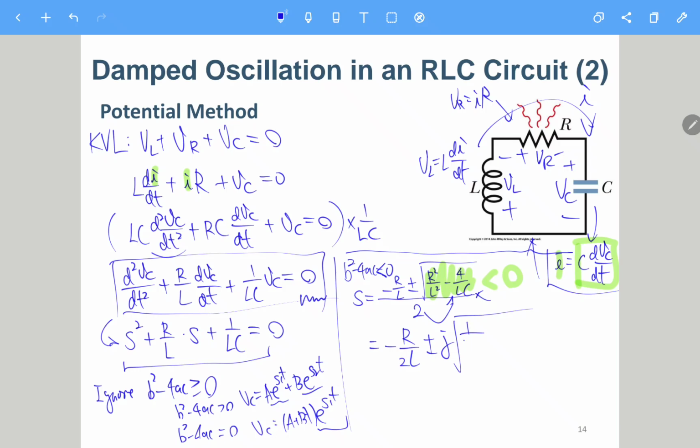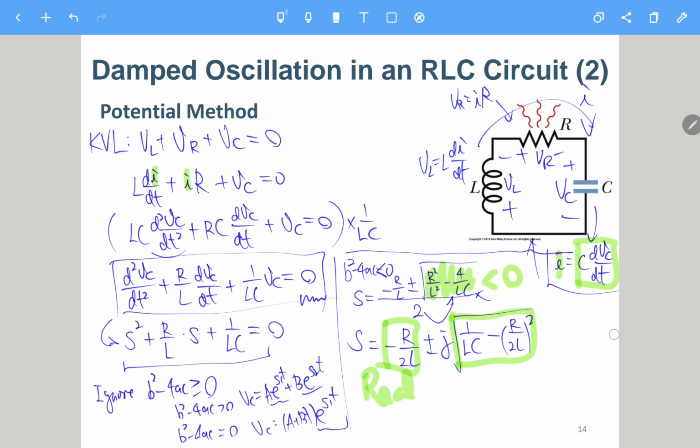Here we should have 1 over LC. Here we have 4 over LC, so divide by 4, it becomes 1 over LC, and then we make a negative sign out, so that the inside thing will be a positive value. Here we have R over 2L quantity squared. So put this thing in here, and we have R over 2L quantity squared, like this. So this is s1, s2. Then you can see that this is the real part, this is the imaginary part.